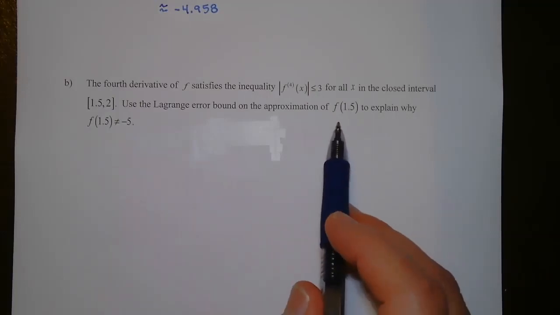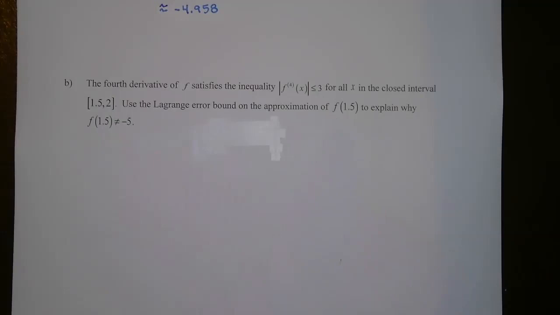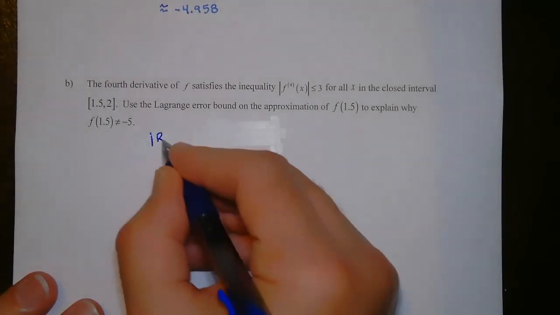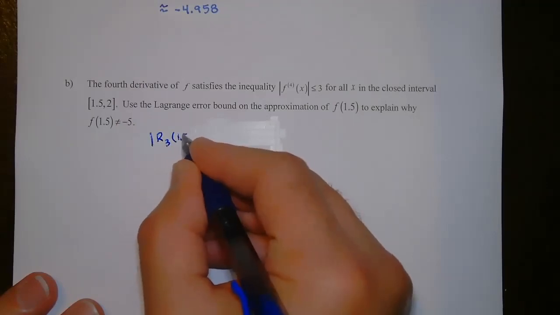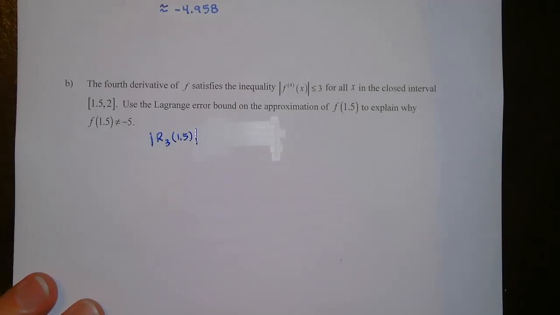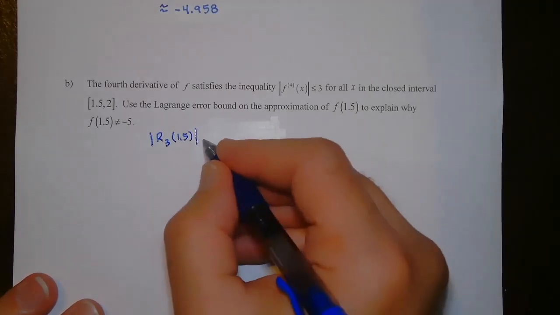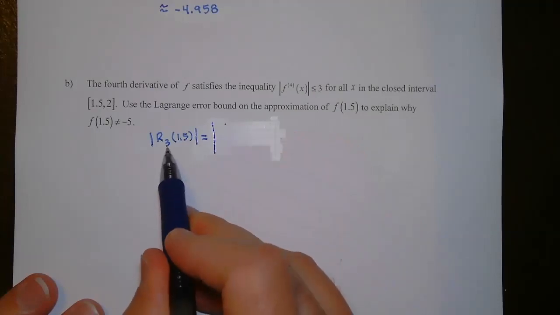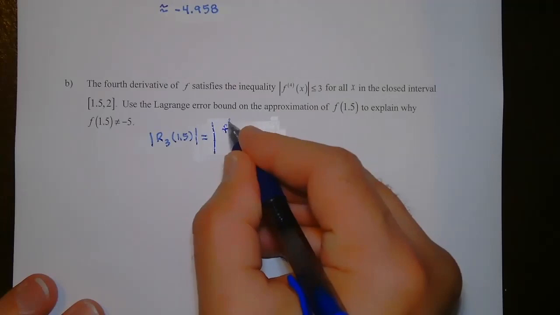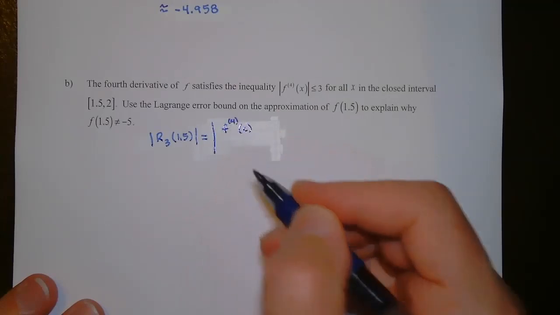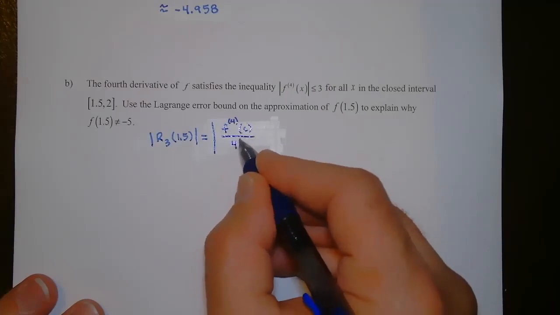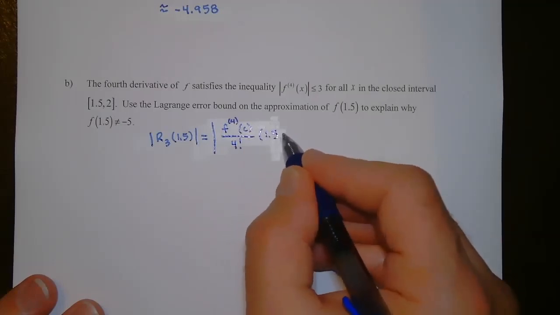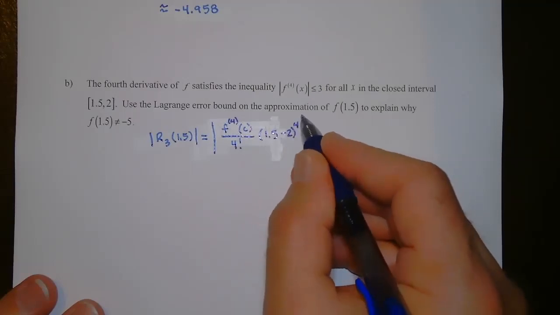Okay, so we found an approximation for f of 1.5. We need to find the error at 1.5. Okay, so this would be the absolute value of r sub 3 at 1.5. Okay, so that's the x value that we're finding the remainder for, or the error for. Okay, so we know that this is equal to the absolute value of the fourth derivative, because it's n plus 1. So the fourth derivative at some value c that we don't know the c value of, over 4 factorial, and then times 1.5, because that's my x, 1.5 minus 2 raised to the fourth power, and close the absolute value.